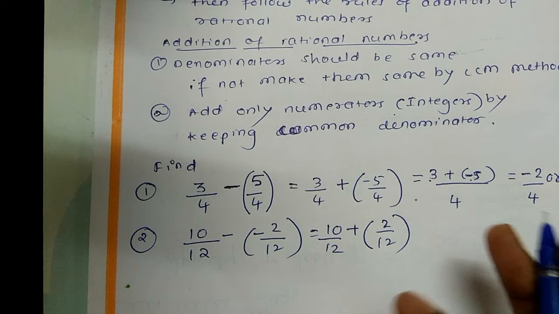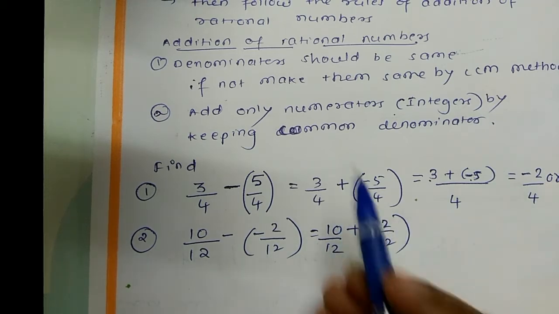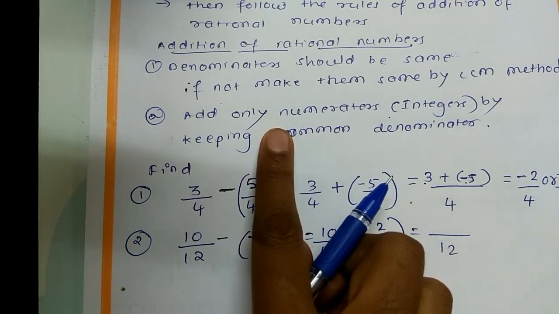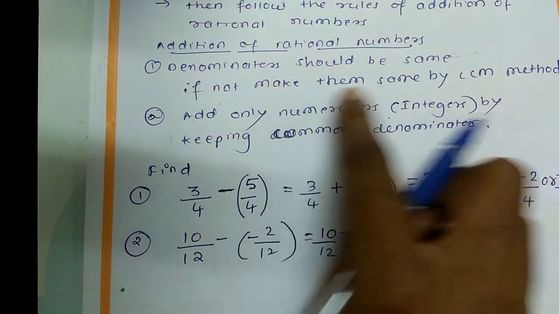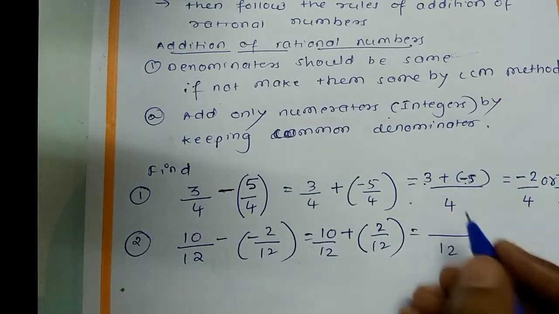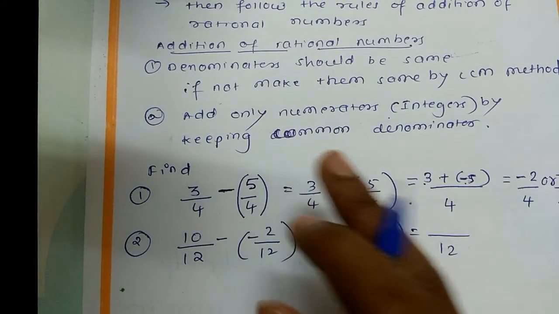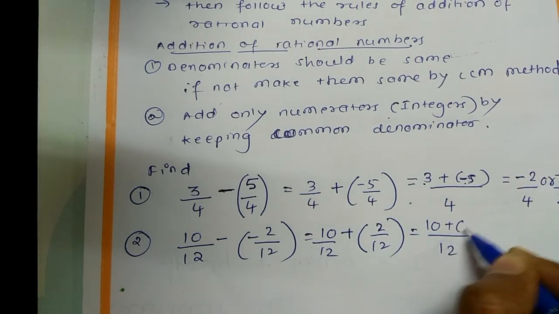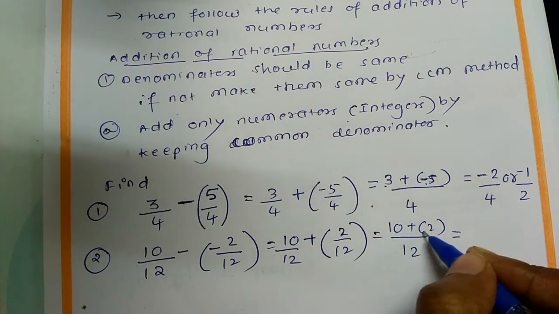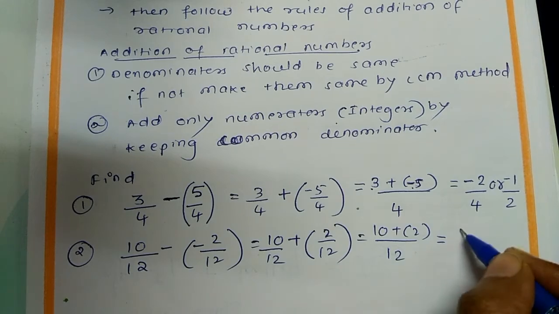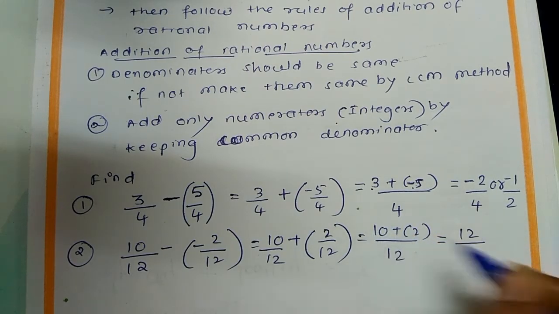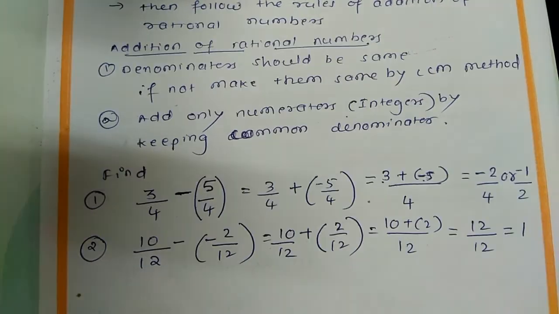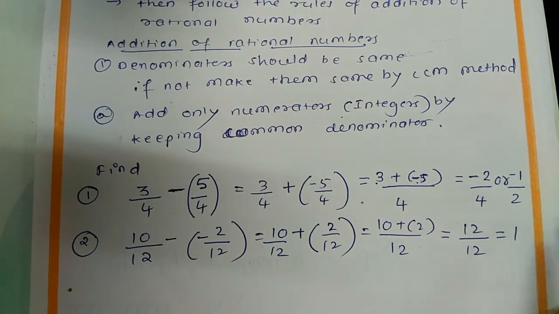Now follow the rules of addition of rational numbers. The denominator should be the same; the denominator is the same, so keep it and go for the second step. If not, continue with the earlier step. Add only the numerators by keeping the common denominator 12. Here both are positive, so we can add them: 10 plus 2 is 12, upon 12. It will get cancelled and you get the answer as 1. And 1 is also a rational number, remember.